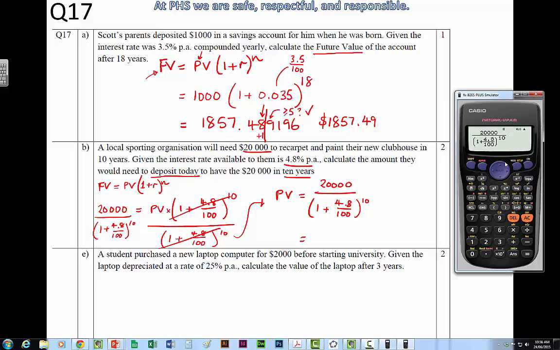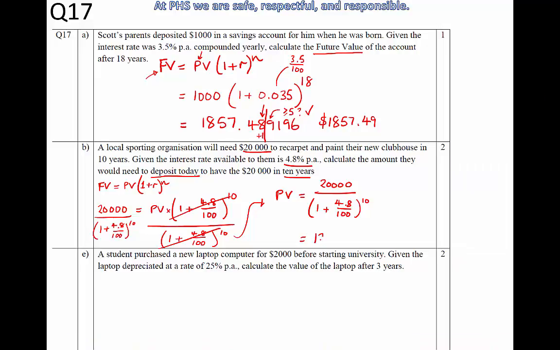Okay, so that's the great thing about these calculators, and why you need to get one if you don't have one, is you can type in what you see on your page in your calculator. All right, and that's telling us they need $12,514.61.